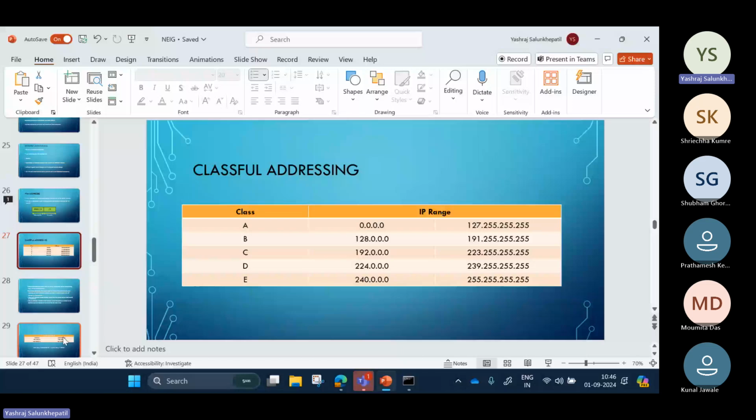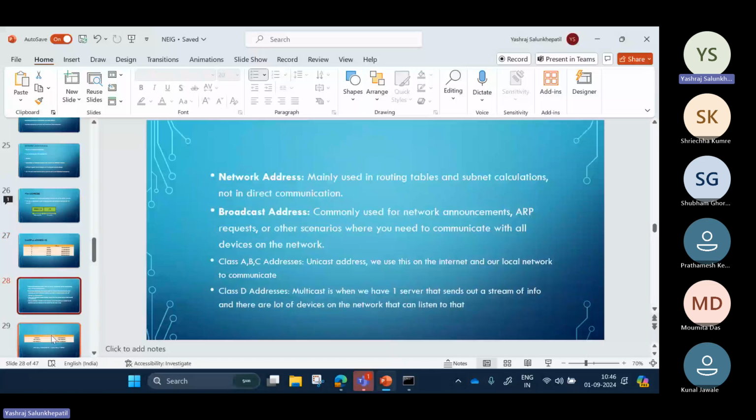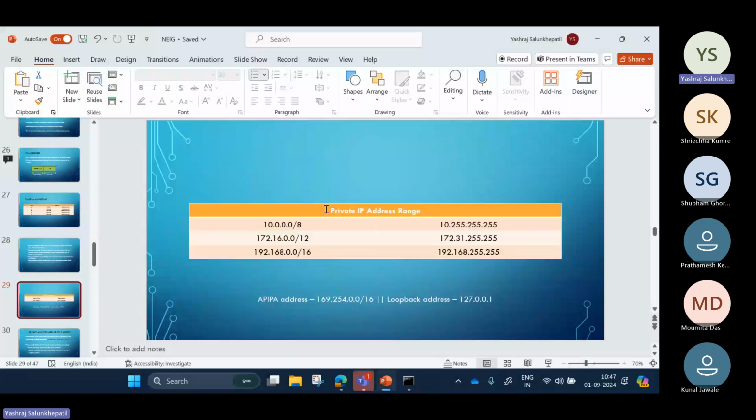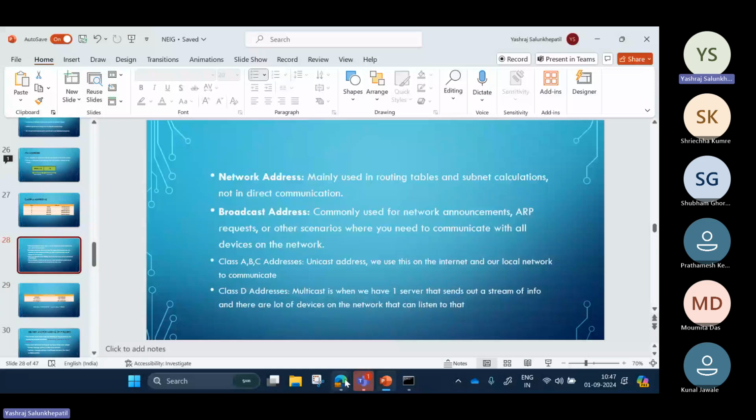Now, network address is mainly used in routing tables and subnet calculations, not in direct communication. Commonly used for network announcements, ARP requests and other scenarios where you need to communicate with all devices on the internet. Basic definition, and you would write it in your exams. This is the address range. I have not yet gone to private IP, right? Okay, wait.